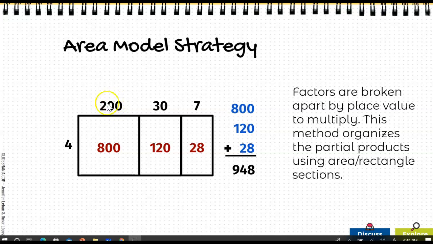The 237 has been decomposed to be 230 and 7 over here. And of course, you multiply each one times the 4, and you get your partial product right here.